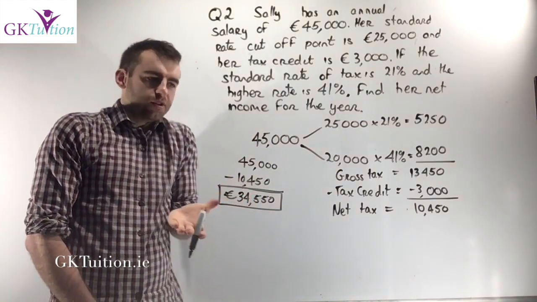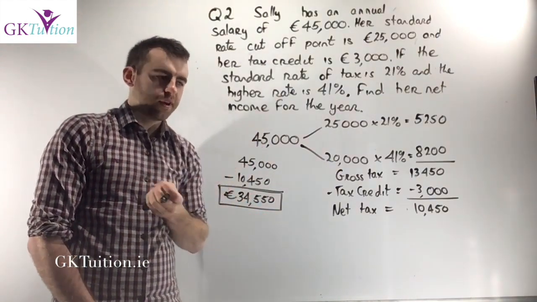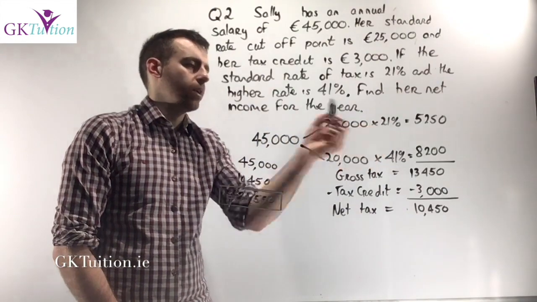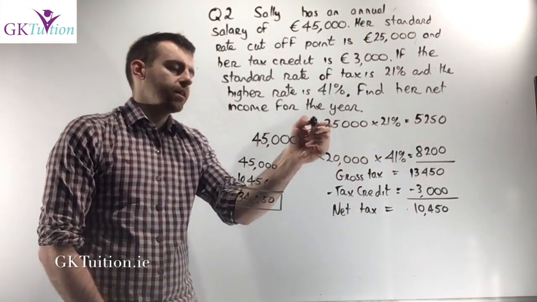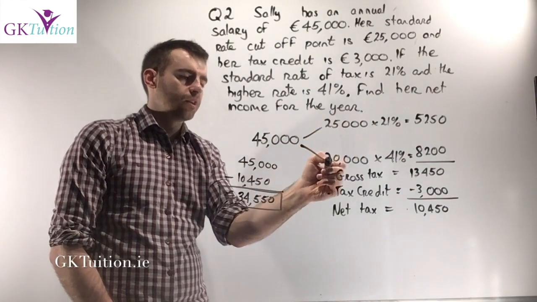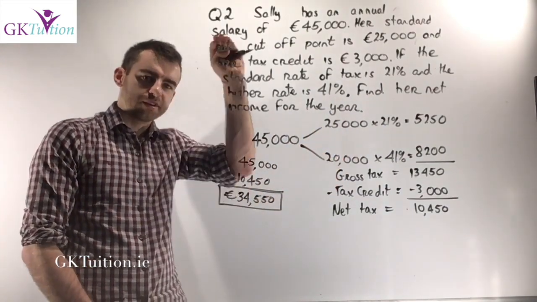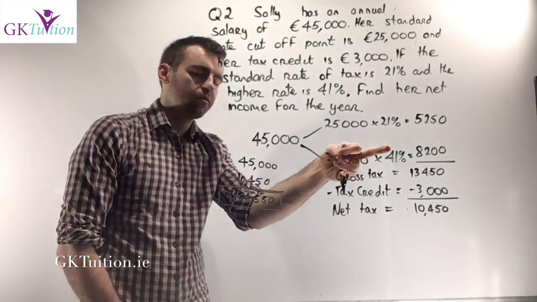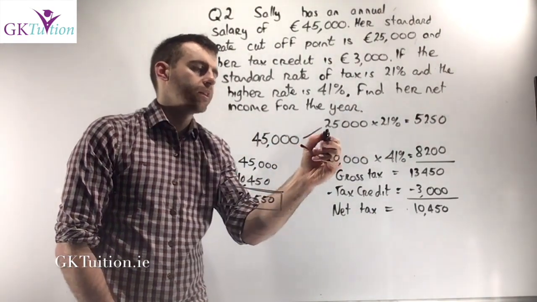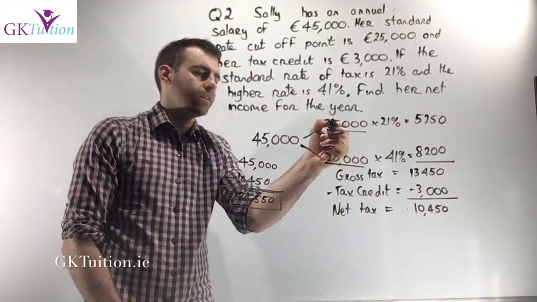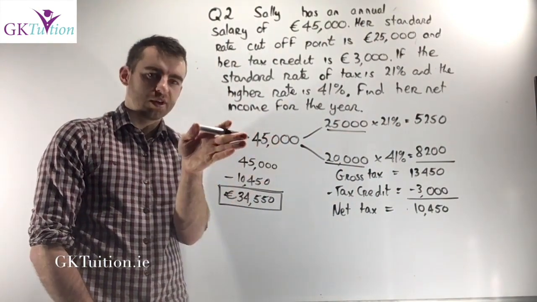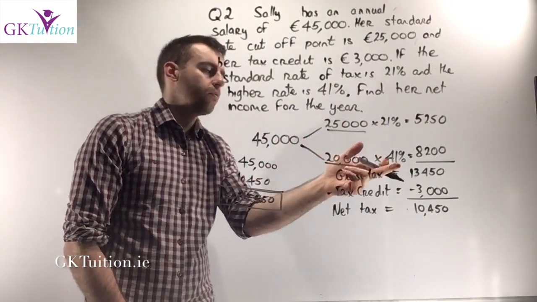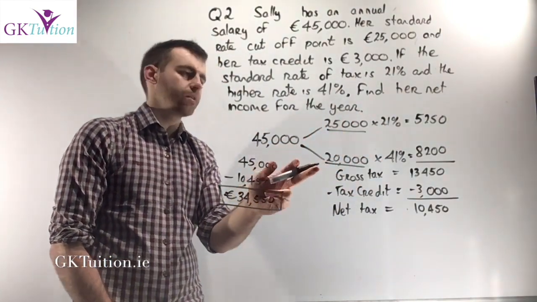However, she has to pay tax, so she doesn't actually receive $45,000. That's only her gross income. On the first $25,000 that she earns, she has to pay 21% tax. And then 45 minus 25 tells me that she earns another 20 grand above the standard rate cutoff point. So on the remaining 20,000, she has to pay the higher rate of tax, which is 41%. Remember that this figure and this figure, 20 and 25, will always add up to the gross income, the 45,000. So she's going to pay 21% on the first 25,000, 41% on the remaining 20,000.